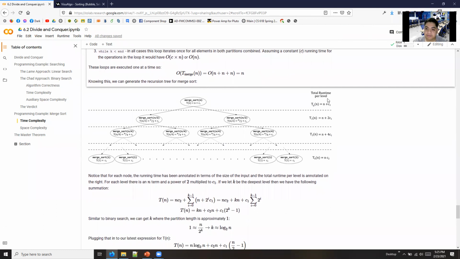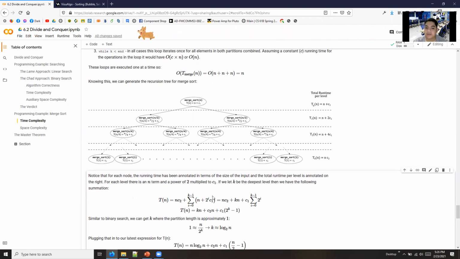So we can form a summation for this, which is here. The summation of n plus 2 to the i times c1, from i equals 0 up to k minus 1, because for the deepest level k, we have n c2 terms. That is this term right outside here. Using the properties of summation, we can distribute this. So we get n c2 plus kn plus c1 times the summation of a geometric series where the common ratio is 2. So that simplifies to 2 to the k minus 1.